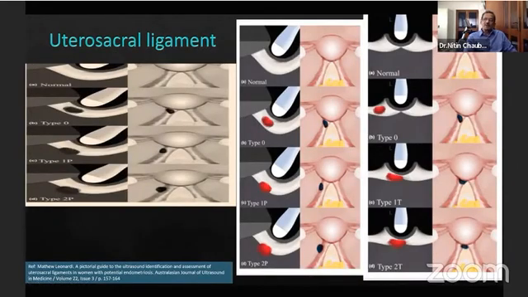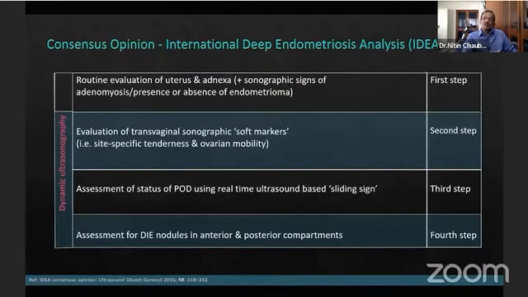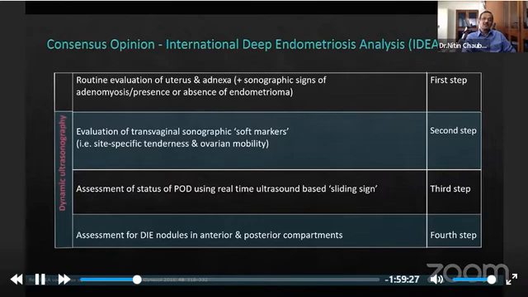In fact, this paper talks of different types of involvement of the uterosacral ligaments as well. They typically did this study using some saline in the pouch of Douglas. As far as ultrasound evaluation is concerned, it is very important to go step by step. Look at the uterus and the ovaries first. Then we look out for soft markers and mobility.